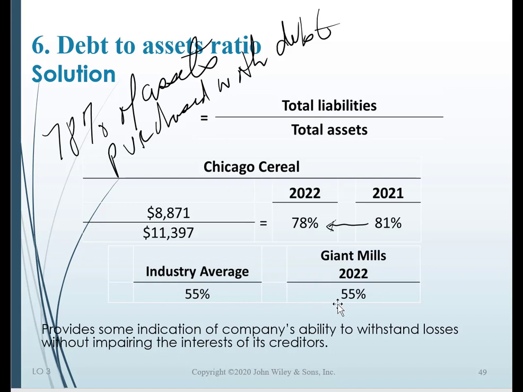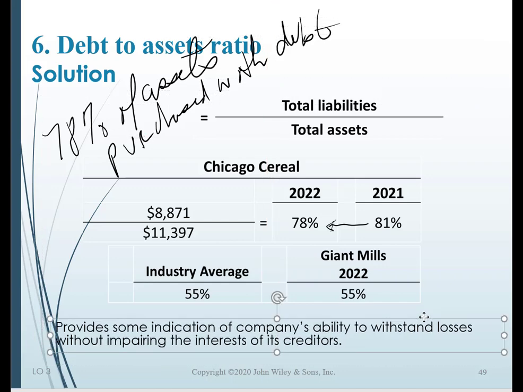Compared to Giant Mills and the industry, they have substantially more debt. Is that, again, I keep coming back, is that good or bad? And the answer is, I don't know. What I do know is that they are in a riskier position, right? If something happens to sales and sales are declining for some reason, then we may have some concerns about being able to pay back our debt. Now, on the face, it doesn't necessarily mean things are good or bad.